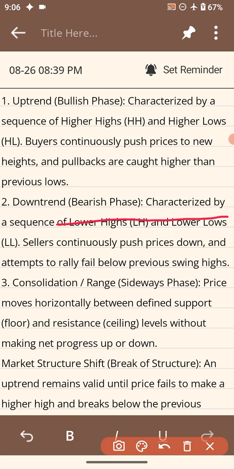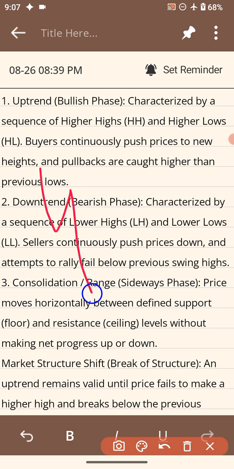And it says downtrend: bearish phase characterized by a sequence of lower highs, and that is the LH, and lower lows. Sellers continuously push prices down and attempts to rally fail below previous swing highs. Let me draw that so you see it.